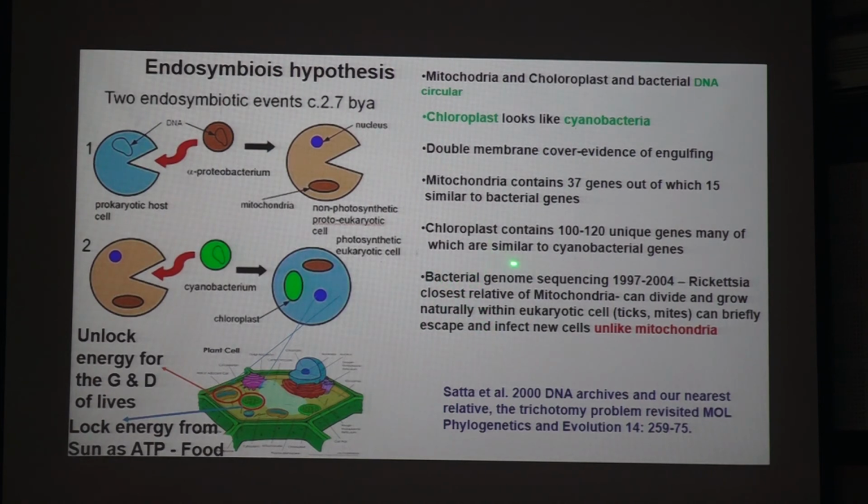Another interesting thing: bacterial genome sequencing happened during 1997 to 2004, when several bacterial genomes became available. And Rickettsia, you all know, causes high fever. It was a very dreaded disease at one point of time. This is the closest relative of mitochondria. It can divide and grow naturally within eukaryotic cells in ticks and mites, which spread the disease, and can also briefly escape, not for a long time, and again enter into the host. But mitochondria and chloroplast have lost this ability to come out and multiply. They are not autonomous. They need the support of the plant, as you all know already.